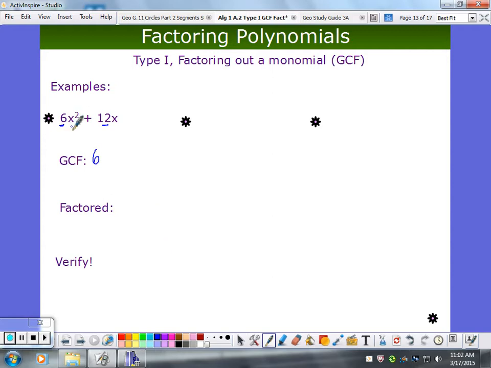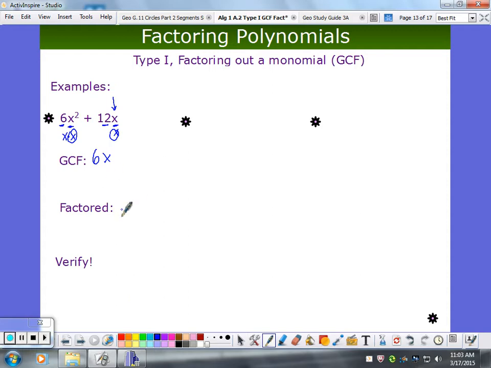Now, when you look at the variables next, they're actually easier than the numbers. So x squared is really x times x, right? And x is just x. What do they have in common? x. Isn't that the same in both? No, this one doesn't have x squared. The only thing that's the same in both is an x. So the little secret here is, see how there's an x squared and an x? It's always the one with the smaller degree that is your greatest common factor. Okay, so what do I do with that?